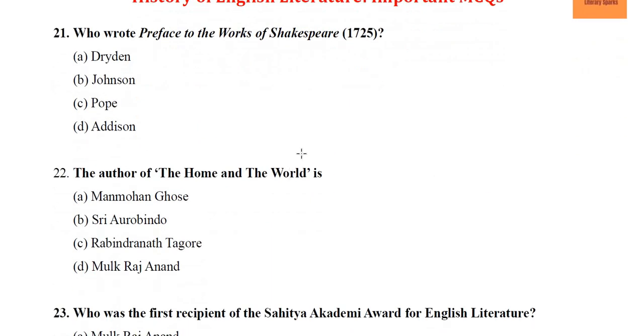Next question we have, question number 21. Who wrote the preface to the works of Shakespeare? In short, we call it Preface to Shakespeare, 1725. Dryden, Johnson, Pope, Addison. Its answer is Alexander Pope.